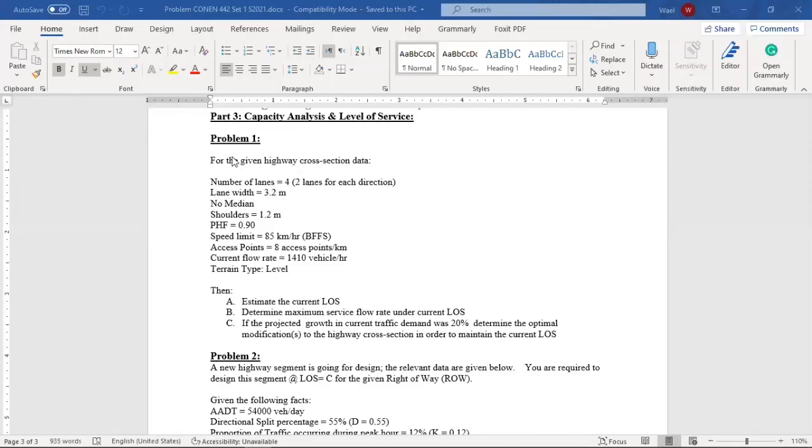Okay, I'm going to start now solving an example with you. Capacity analysis and level of service. We have a problem here.